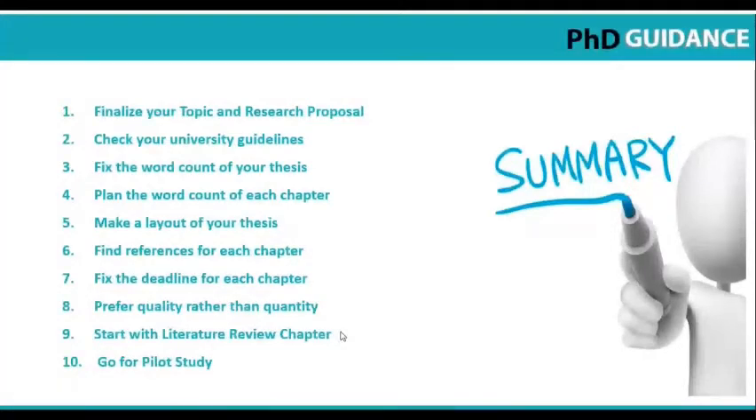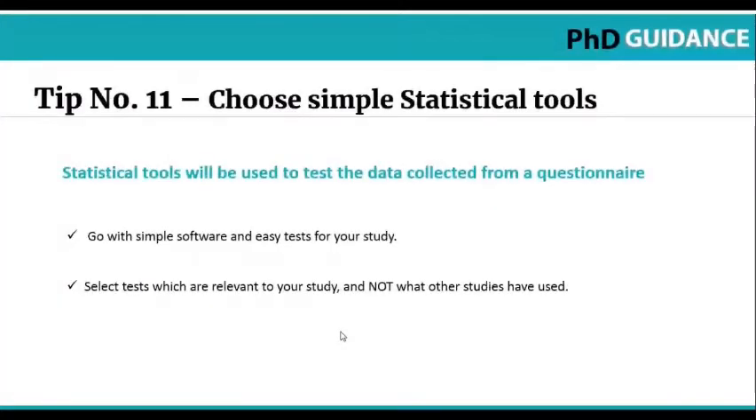Now moving on to the next tip, that is tip number 11, statistical tools. Go for simple statistical tools. Do not use any vast tools which are not relevant to your study. It will make your study more complex, and the reader will find it difficult to see the relevance of that tool in your research. So always go for simple statistical tools and avoid using unnecessary information and unnecessary research.